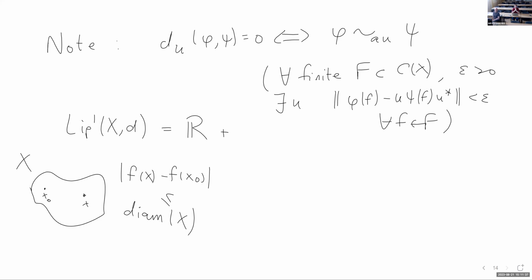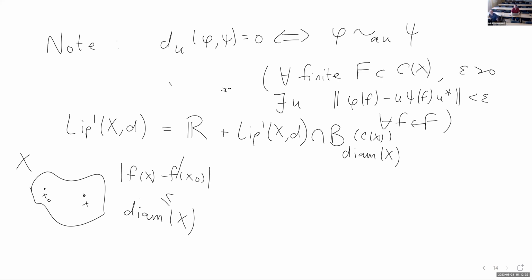So if I translate f by f of x0, I'm still a Lipschitz function, and now I am bounded in norm. So if I scale my function and translate my functions, I land in 1-Lipschitz functions that are bounded in norm. So it intersects the ball of radius the diameter of X in C(X). And this is compact, by Arzela-Ascoli, if you like. It's equicontinuous because everything is 1-Lipschitz, and it's uniformly bounded. So modulo the constants, it's compact.